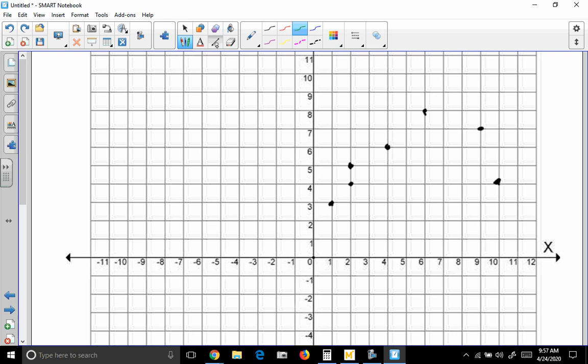If we look at the next one, let's determine whether or not it's a function. If we move our vertical line, we touch one point here, but notice here, our vertical line touches two different points. When x is 2, this x value goes to a 4 and a 5. When x is 2, it goes to 4. When x is 2, it goes to 5. So this one is not a function.